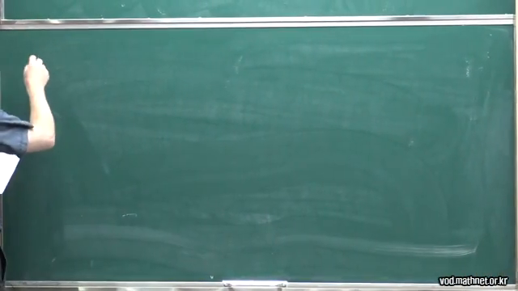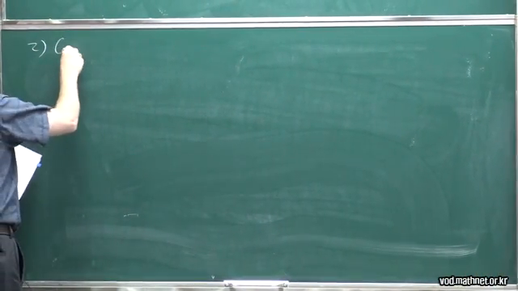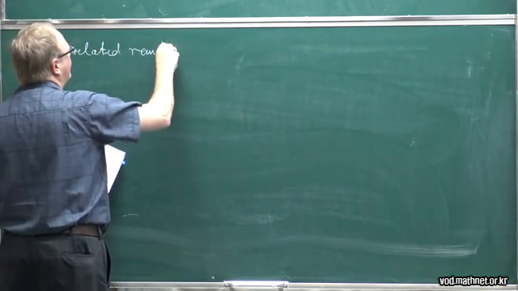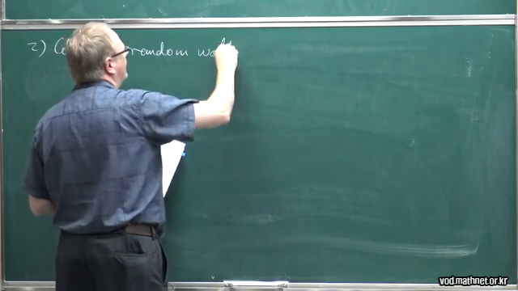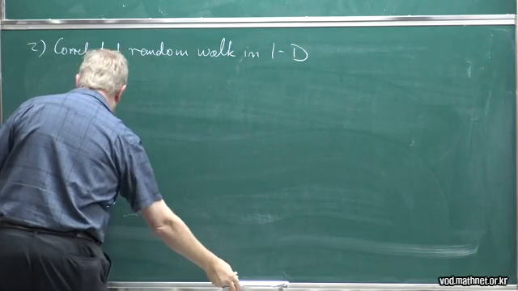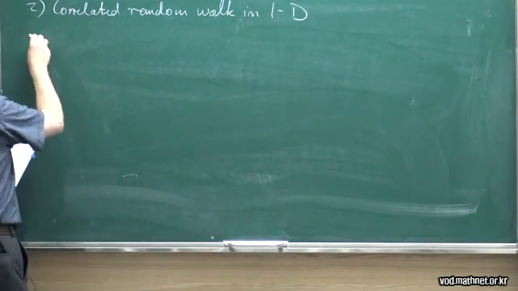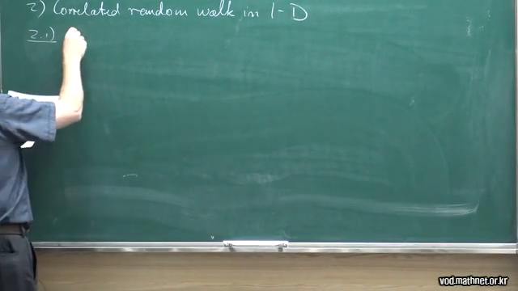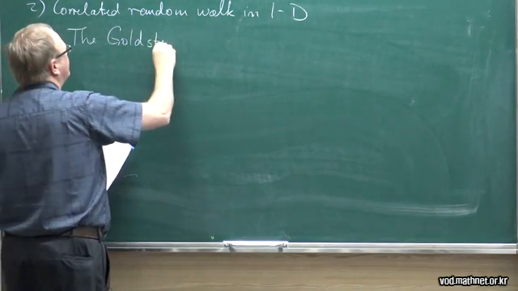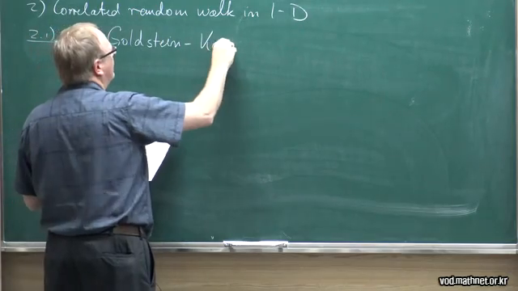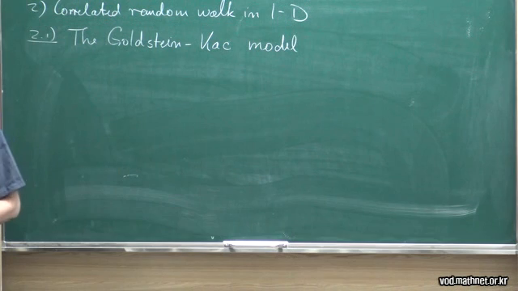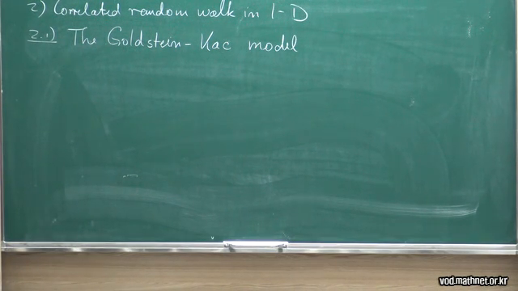And so there would be two. Correlated random walk in one dimension. So 2.1 is the Goldstein-Katz model, the Goldstein and Katz model for correlated random walk in 1D, and here I start right away with the PDE.